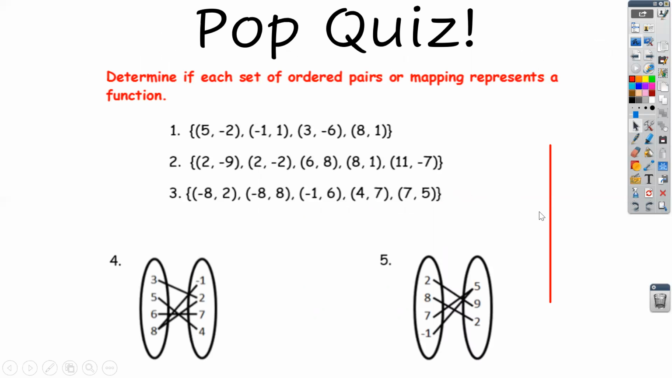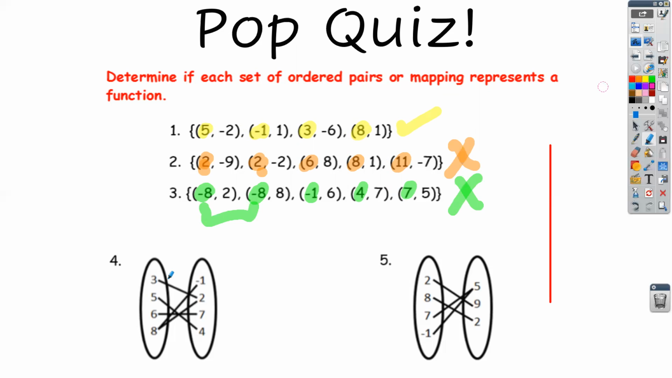All right, real quick, pop quiz. Says determine if each ordered pair or mapping represents a function. So let's look at number 1. I see a 5, a -1, a 3, and 8. None of them repeat. Yes, it's a function. Yes, it works. 2, 2, 2, 6, 8, 11. I see the 2's repeat, not a function. 3, -8, -8, -1, 4, 7. The 8's repeat, not a function.